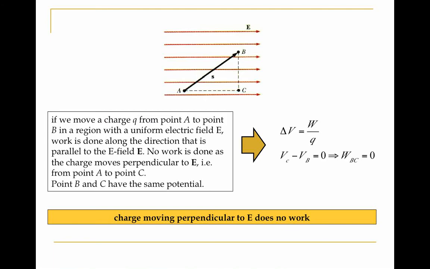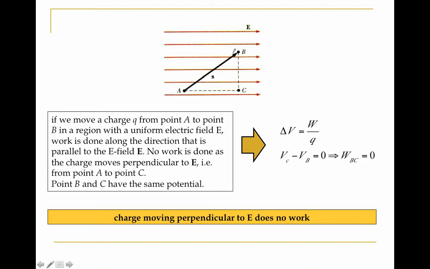Another point that you should note, similar to what I was just saying: if you go from point A to point B, taking this path, of course, you're going to experience some change in potential. However, if you go from point A to C, which is along the direction of the field, you will experience a potential difference. But if you go from B to C, which is perpendicular to the field, you will experience no potential difference.